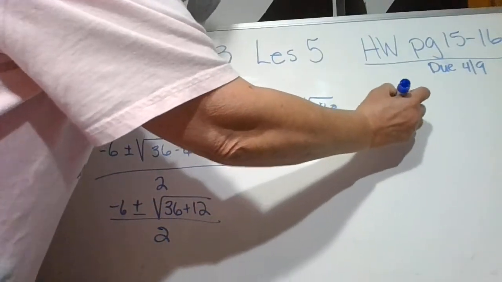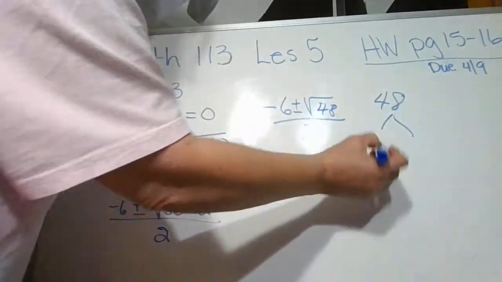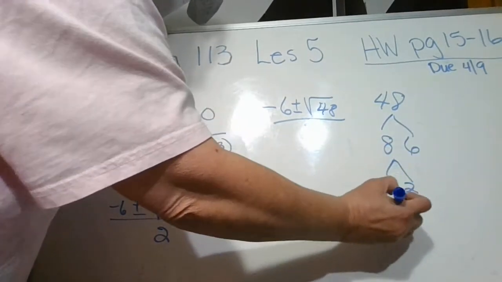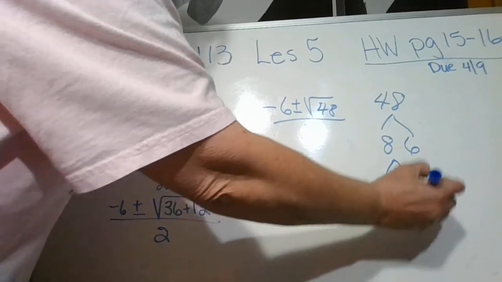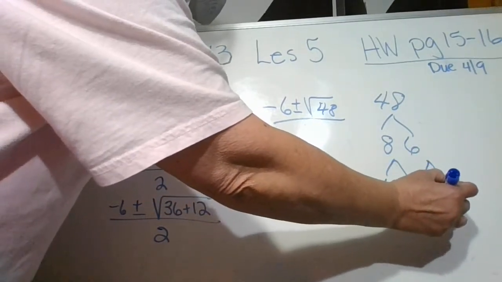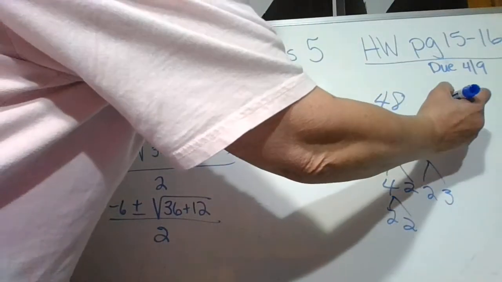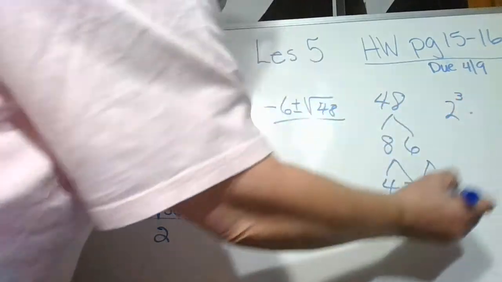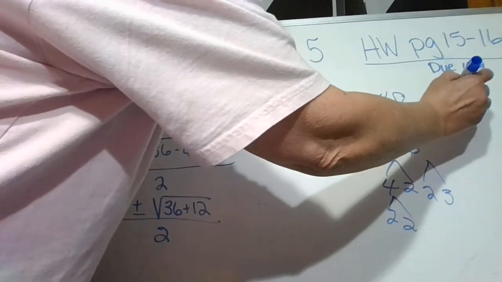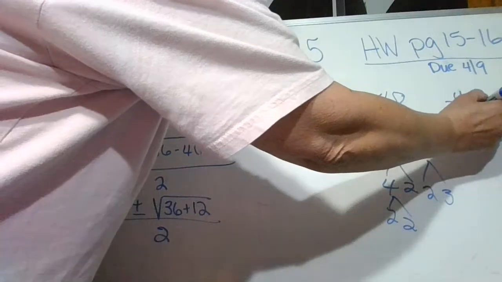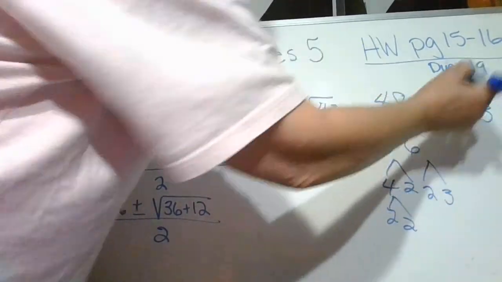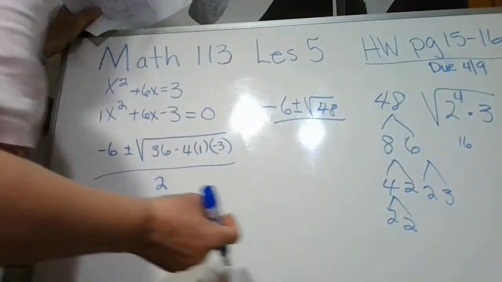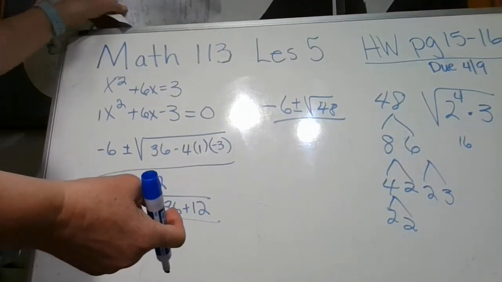Take your 48 and see if it'll factor. What have I got here? 8 times 6, 4 times 2, 2 times 2, and 2 times 3. So I'm going to have 2 to the third, I'm sorry, 2 to the 4th times 3. Well, 2 to the 4th is 16, and the square root of 16 is 4.